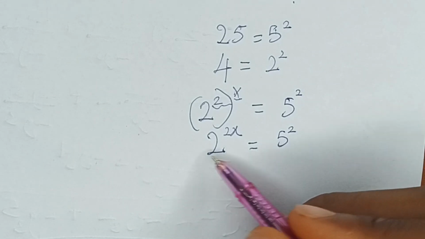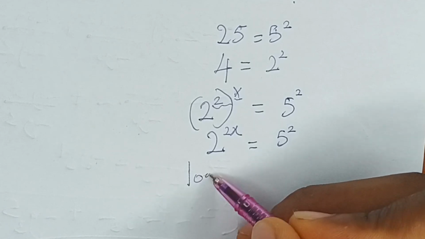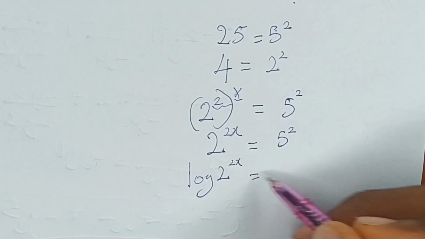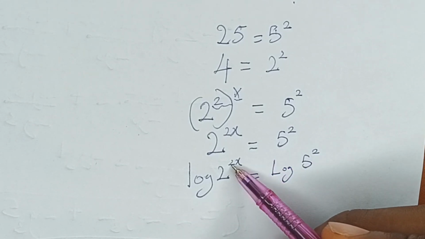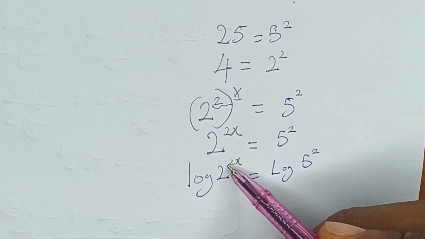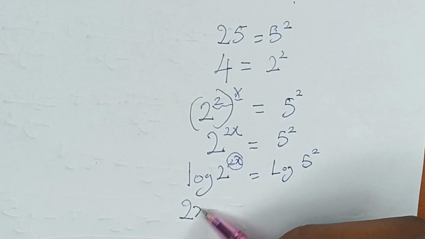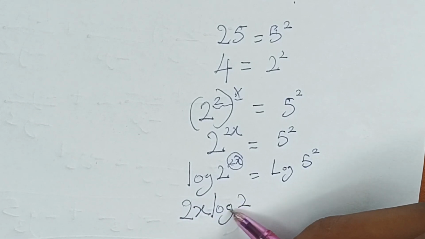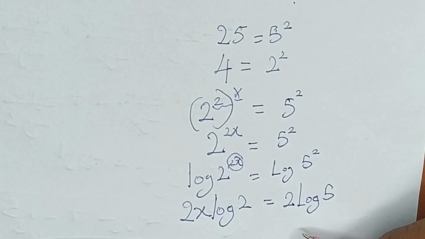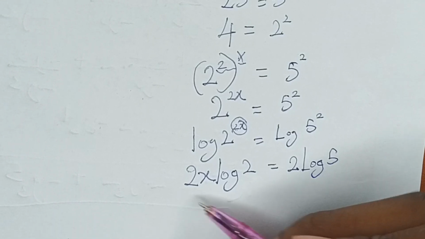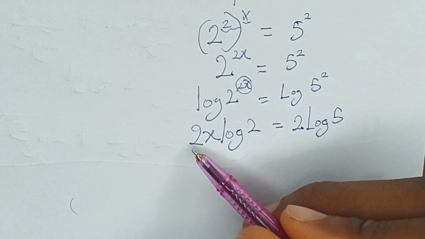Now moving on from here, let us take the logarithm of both sides. So we have log of 2 raised to the power 2x equal to log of 5 squared. When you have the log of a number raised to a power, you multiply the log by the power. So we have 2x multiplied by log of 2 equal to 2 multiplied by log of 5. Very interesting.